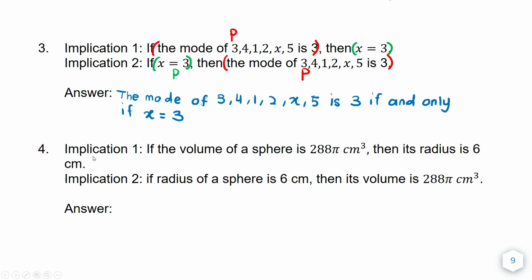For question number 4, can you solve it for me? You read the answer, and then I will write the answer. The volume of a sphere is 288 pi cm cubed, if and only if the radius is 6 centimeter. Yes, correct. That is the final answer. I assume that you already know how to form implications using if and only if. This is the final answer.